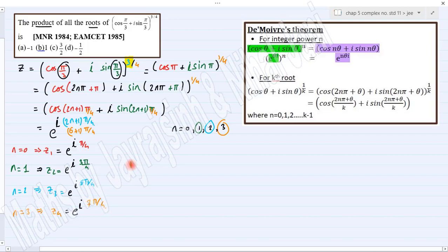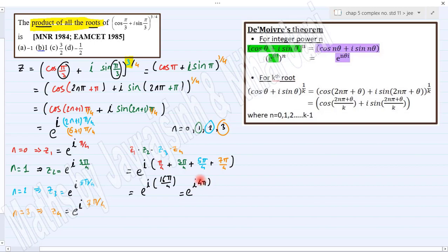But if you remember the question, we have to find the product of all the roots. That means we have to find z1 into z2 into z3 into z4, or we can say we have to find e raised to i into (pi by 4 plus 3 pi by 4 plus 5 pi by 4 plus 7 pi by 4), or we can say e raised to i times (pi plus 3 pi plus 5 pi plus 7 pi), or we can say 16 pi by 4, which will give us e raised to 4 pi i.